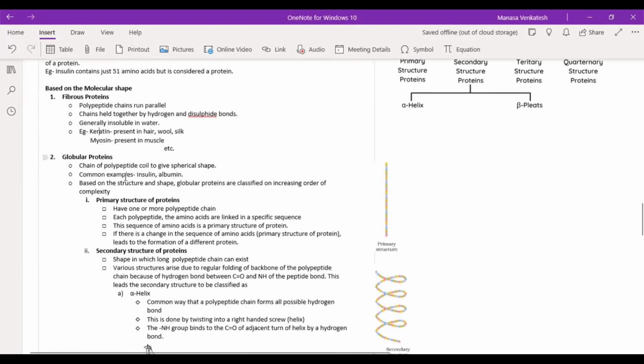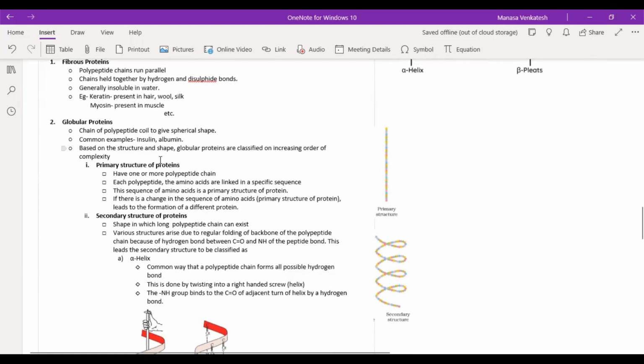Next are globular proteins. Here the polypeptide is coiling to give a spherical shape. Examples are insulin and albumin. Based on structure and shape, they are further classified based on order of complexity. First of all, the primary structure of protein.